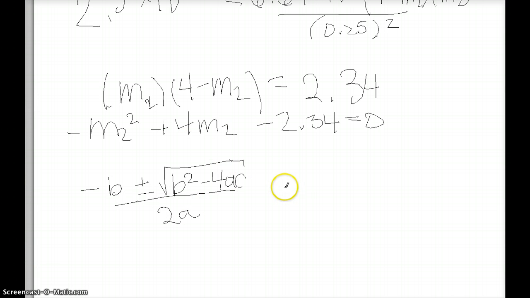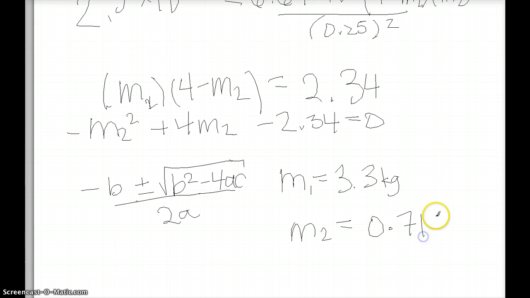And just plugging that in, you get some numbers that actually add up to 4, which is what we're looking for. So you get 3.3 kilograms, and the second mass will be 0.71 kilograms. These may be reversed depending on how you did it, but it doesn't matter which number mass you end up with. You just need to find the mass of both of them. And they add up to 4.